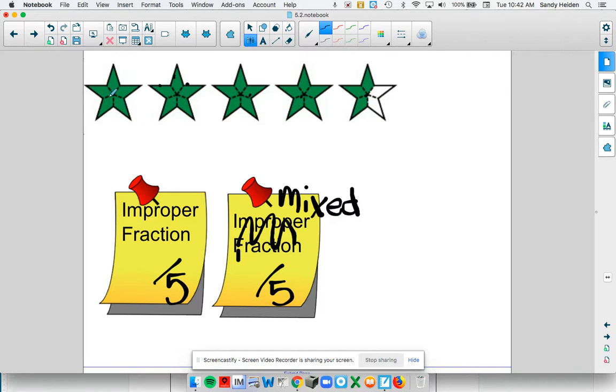Mixed number, count the whole ones. 1, 2, 3, 4 are full. And 1, 2, 3 leftover pieces out of 5. Ooh, think about this. 5 times 4 is 20, plus 3 more is 23, so this should be 23 as improper. Squishing itself, I always call it. 5, 10, 15, 20, 21, 22, 23. Yep, 23 fifths.